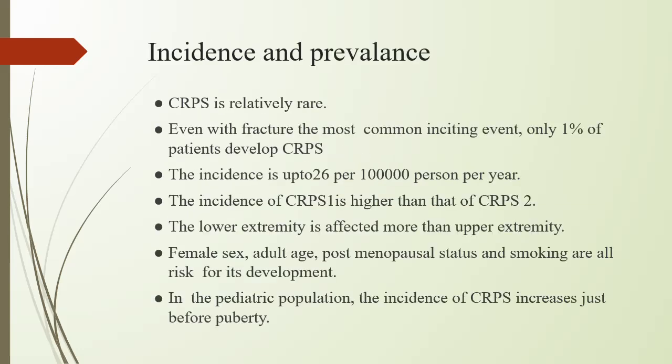Coming to incidence and prevalence of CRPS. CRPS is rare. Even with fracture, the most common inciting event, only 1% of patients develop CRPS. CRPS 1 is higher than CRPS 2. Mainly, the lower extremity is affected more than the upper extremity, and female sex, adult age, postmenopausal status, and smoking are all risk factors. In the pediatric population, the incidence of CRPS is lower.